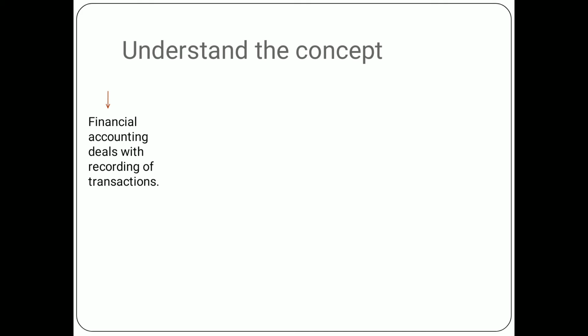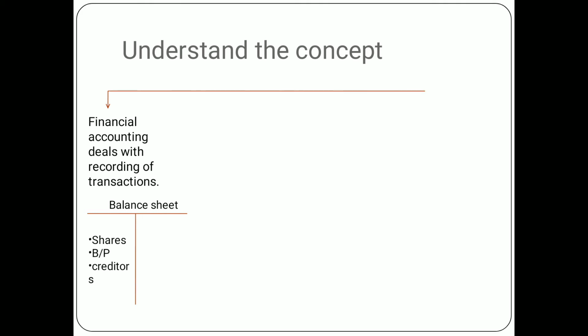It's not possible to cover all the things in the slide, so I'll be taking up only the balance sheet part. In the balance sheet, after ascertaining your net profit, on the liability side you have the shares, bills payable and the creditors, and on the asset side we have the investments, bills receivable and the debtors. After financial accounting, let's move on to the other domain, that is cost accounting.